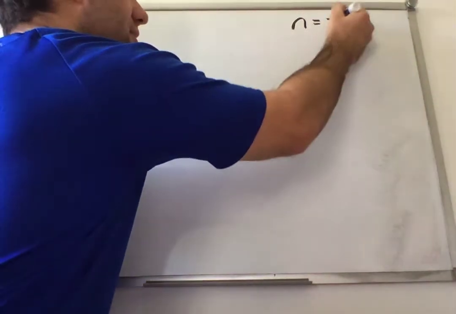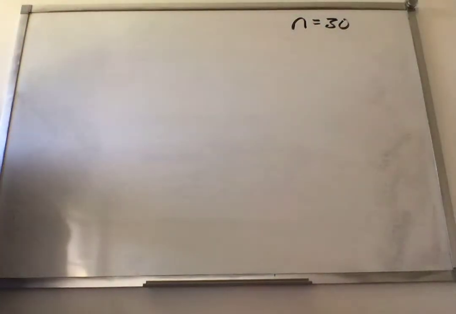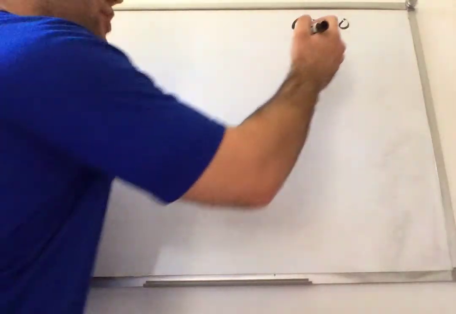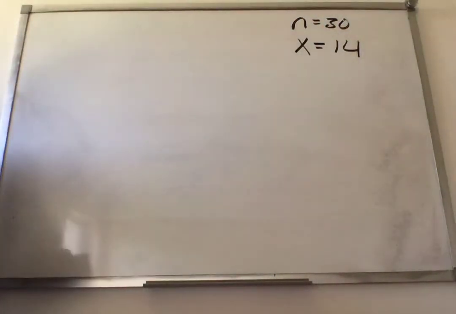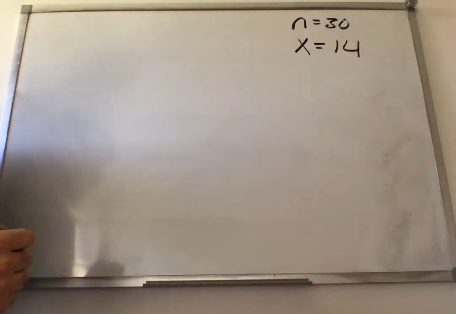Now it says 30 randomly selected fatal accidents are examined, so they tell us our sample size is 30. It is determined that 14 were caused by driver error, so X is equal to 14 here. Let's see. Using alpha equals 0.05, is AAA's proportion correct?